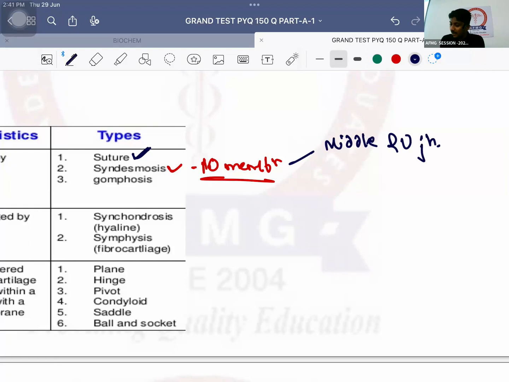Okay. Apart from that, which tibiofibular joint? So please remember, superior and inferior tibiofibular joint. This has to be remembered. Okay. So remember, middle radio-ulnar joint along with superior and inferior tibiofibular joint. These are examples of syndesmosis because both these bones are connected with the help of an interosseous membrane.